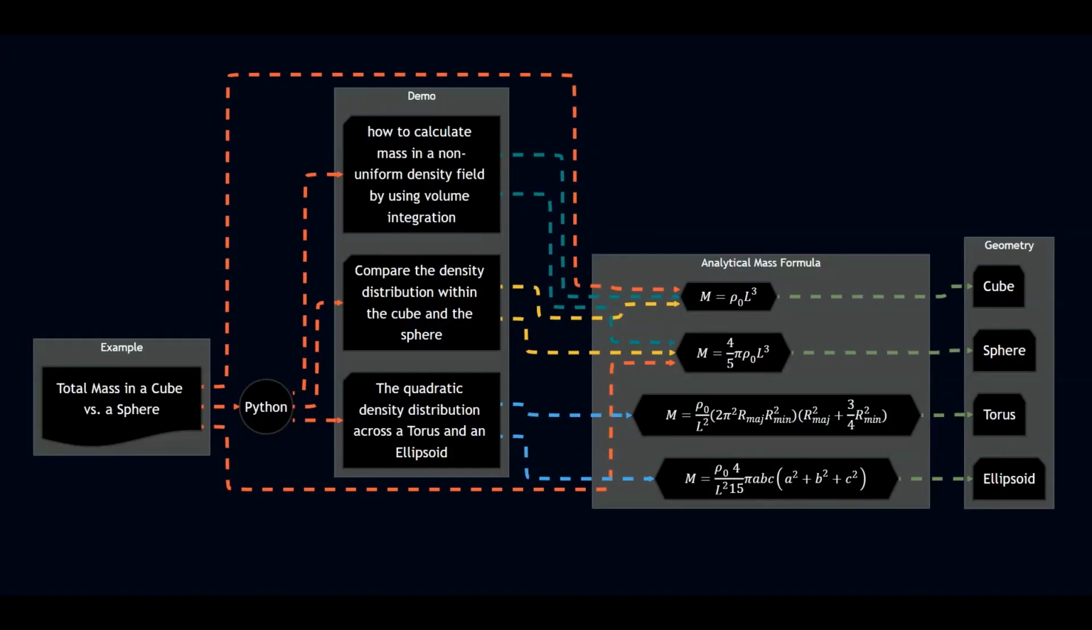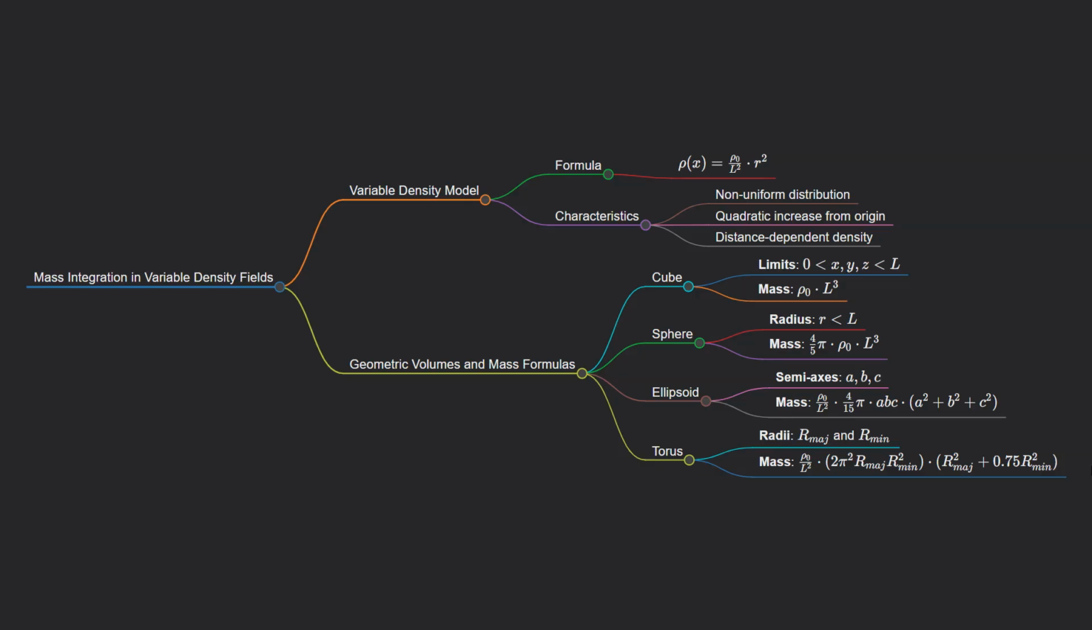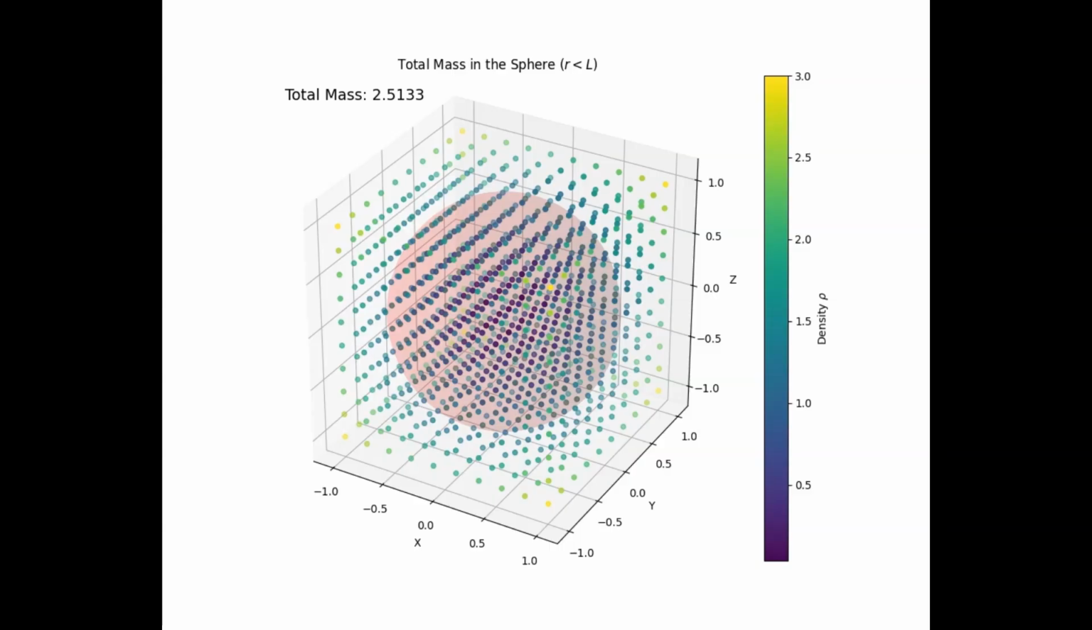Imagine a region of space where matter is not spread evenly. Instead, imagine a world where the further you travel from the center, the heavier and thicker the environment becomes. This is a variable density field, a conceptual space where the concentration of matter increases with the square of the distance from a central origin point.